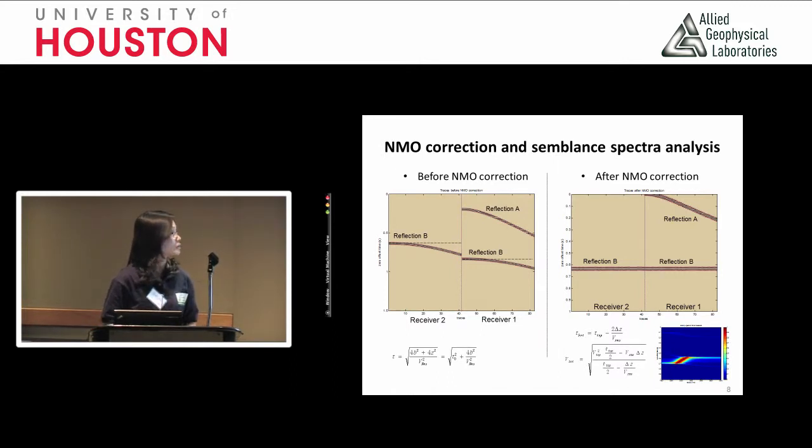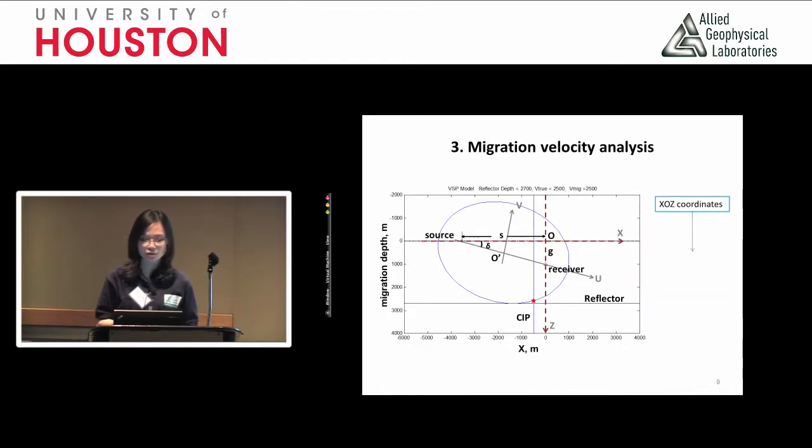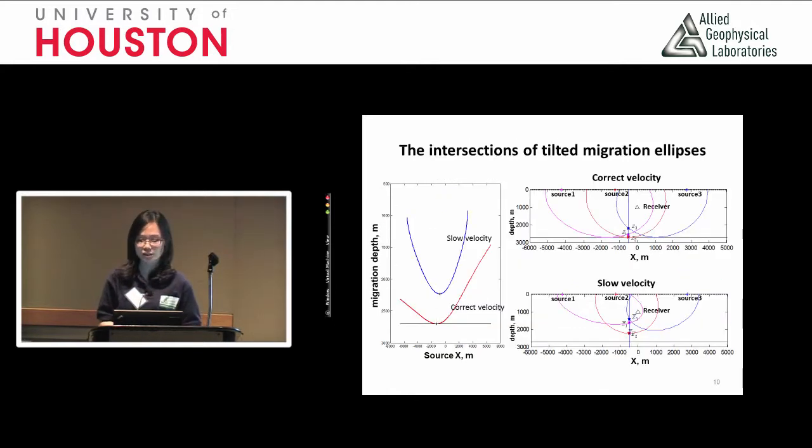Before the NMO correction, this 2 layers simple model looks like this, with the move out. We just extended the move out equation, and using the velocity information above the receivers, we can make all the NMO correction to the bottom level of the receiver, and then do the spectral semblance analysis to get the initial velocity model. After we get the initial velocity model, we want to migrate it, so we also did a migration velocity analysis.